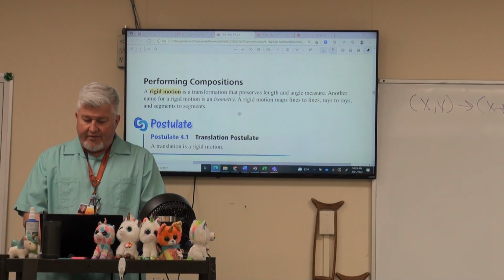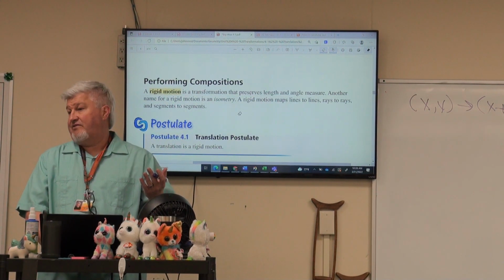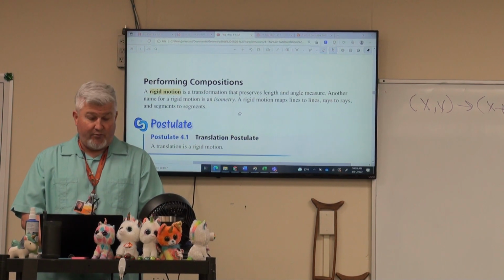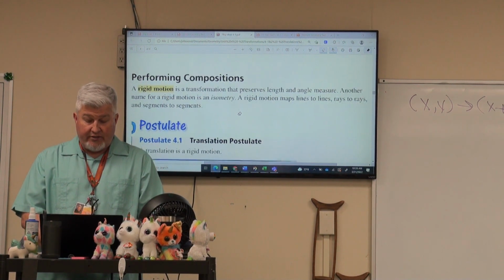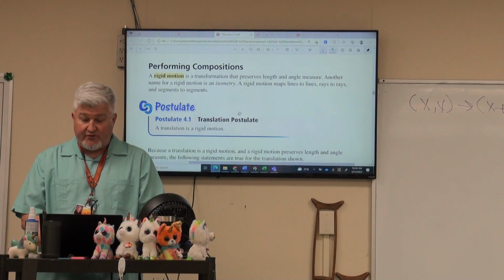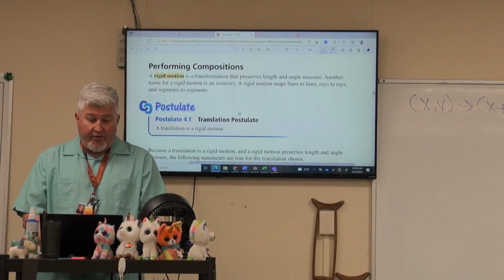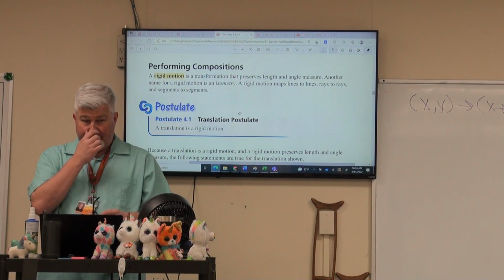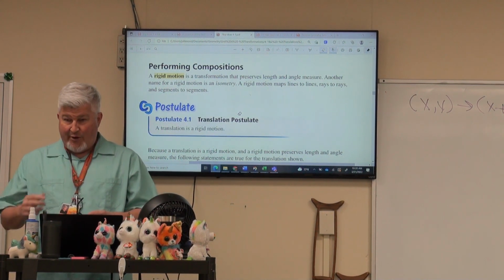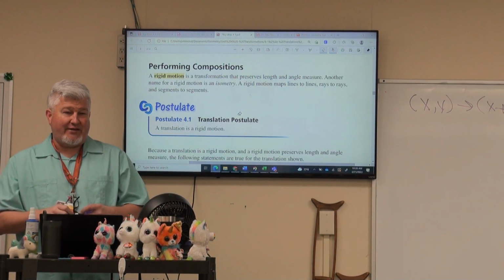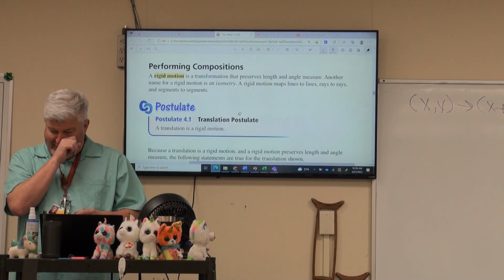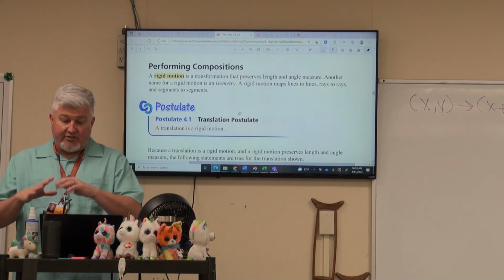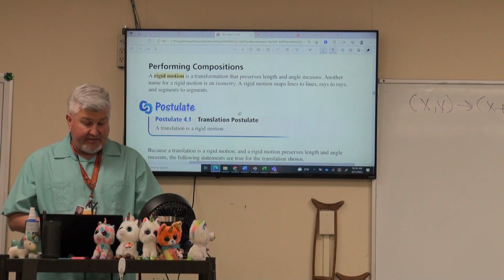All right, they're just throwing random thoughts as they go through the book. A rigid motion is a transformation that preserves length and angle measure. Another name for a rigid motion, how do you say that word? Anyone want to take a stab at it? Isometry, right? A rigid motion maps lines to lines, rays to rays, and segments to segments.